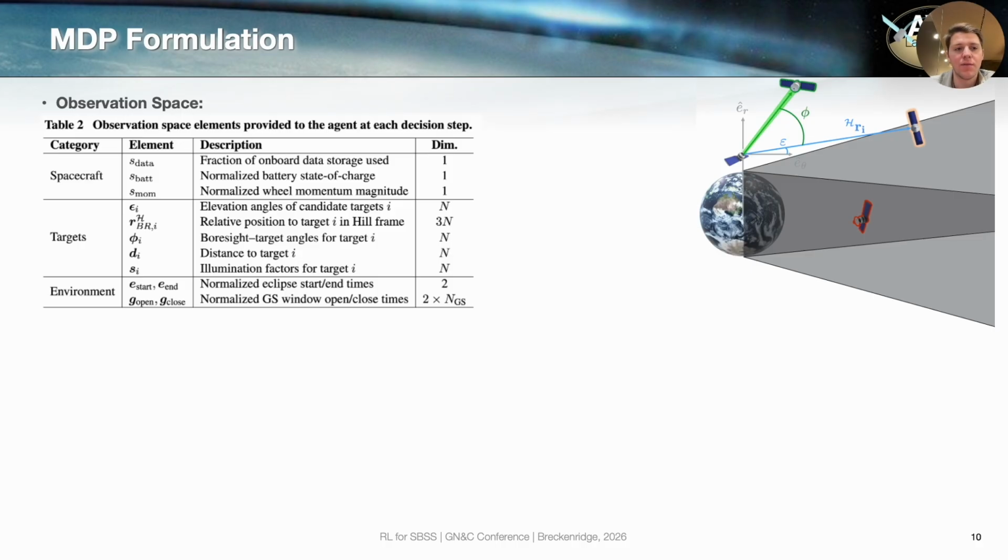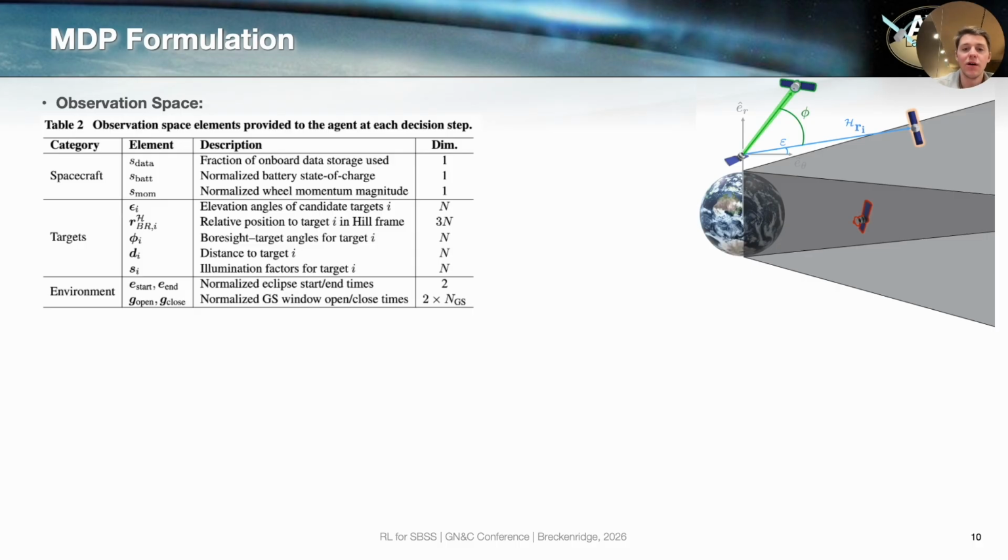Then the next set of observations are for each target. We have the elevation angle from the ground, from the horizon, the relative position vector in Hill frame, and the current pointing arrow, which is the phi angle. So if you were currently looking at the green target and now decide to look at the orange target, you had this phi angle of initial pointing error. Then we also provide the distance to the target as well as the current illumination status.